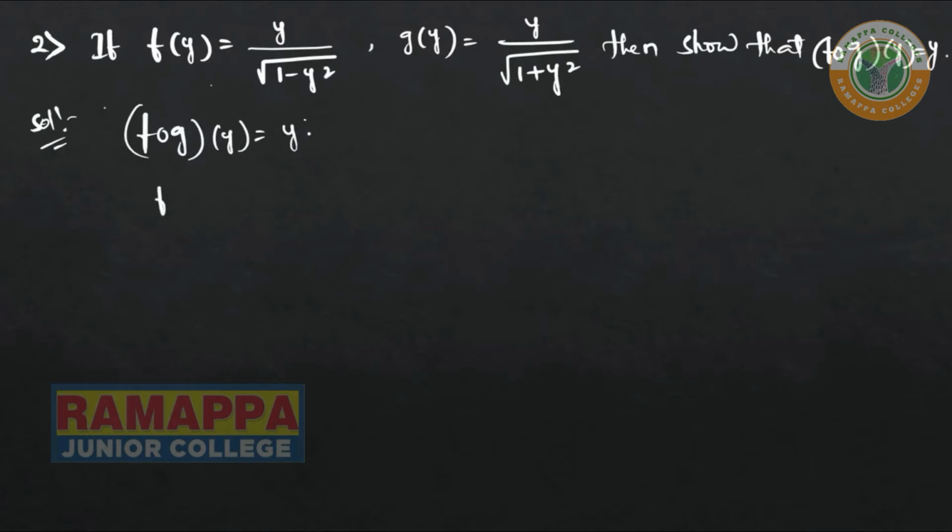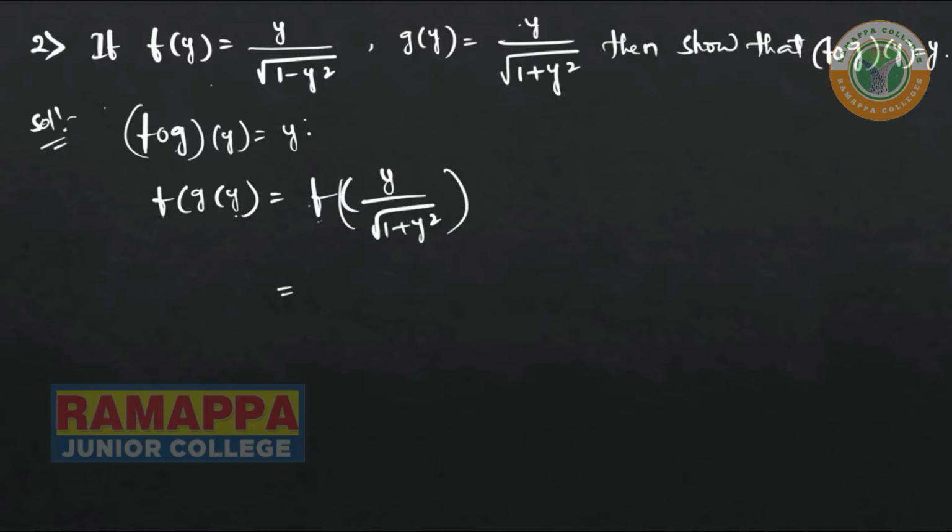So in this, f of g of y is equal to f of y, means g of y is how much here? y by under root of 1 plus y square here. So after that, f of x is equal to how much here? f of x is equal to f of y is equal to this one, no? So I'm substituting in that one. So it will become y by under root of 1 minus y by under root of 1 plus y square, whole square.